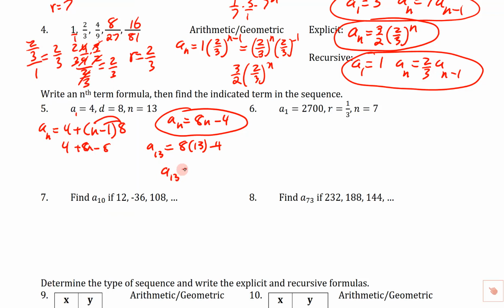So a sub 13 is equal to 100. So the 13th term is equal to 100. All right, next one. This is the first term, 2700. Tells us this has a common ratio, so it's geometric. And then we want to find the 7th term.